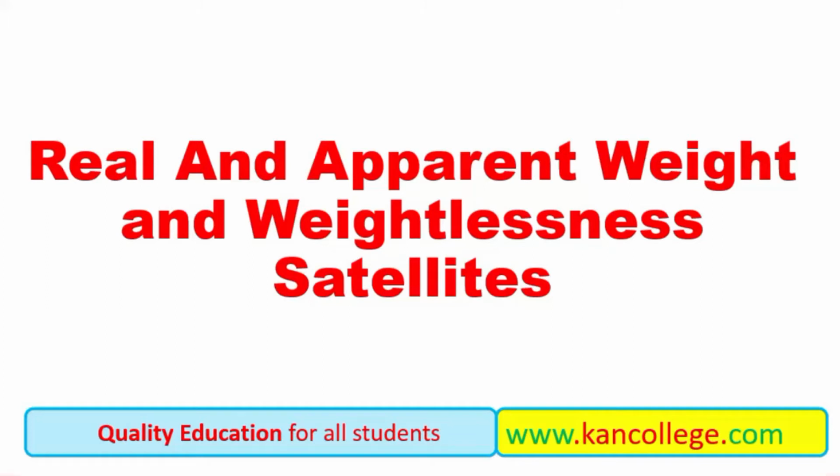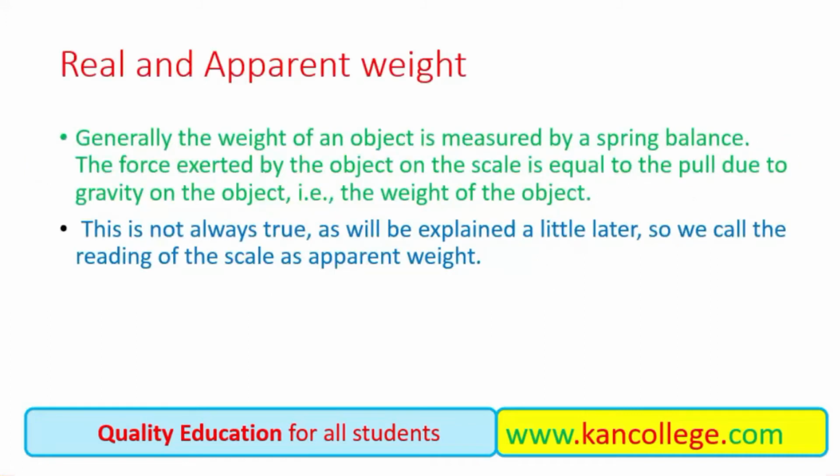Real and apparent weight and weightlessness in satellites. Generally, the weight of an object is measured by a spring balance. The force exerted by the object on the scale is equal to the pull due to gravity on the object. That is the weight of the object. This is not always true, as will be explained a little later. So we call the reading of the scale the apparent weight.